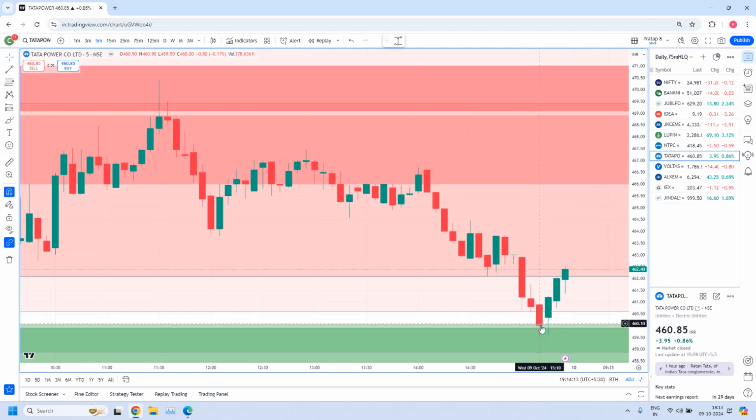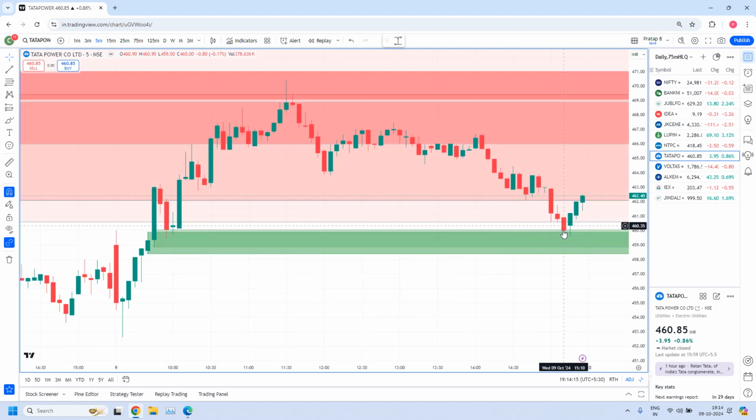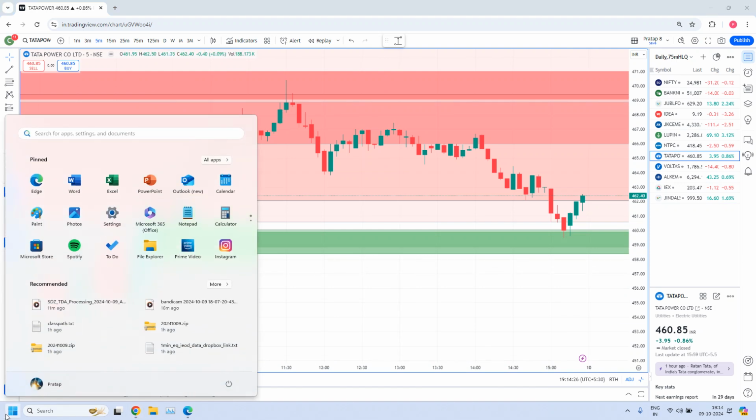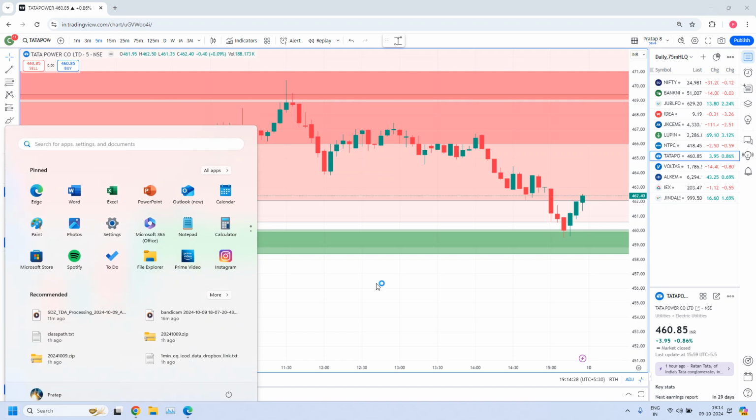At 15:10 it reached the target. Today at 15, after it reached again, it started moving up. But anyway, after that the market is closed. Here strong order flow is there inside this. But anyway, how much profit has Tata Power given? Tata Power has given a very good profit.